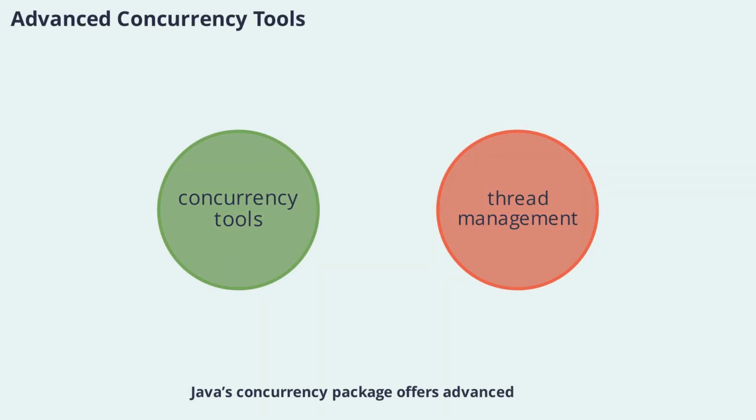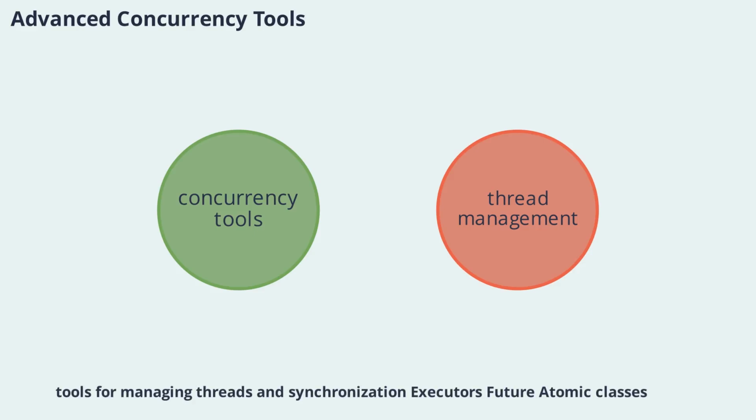Java's concurrency package offers advanced tools for managing threads and synchronization. Executors, future, atomic classes, and synchronization aids like countdown latch and cyclic barrier provide robust solutions for complex concurrency scenarios. Leveraging these tools helps you build scalable, efficient, and safe applications that make full use of modern hardware.